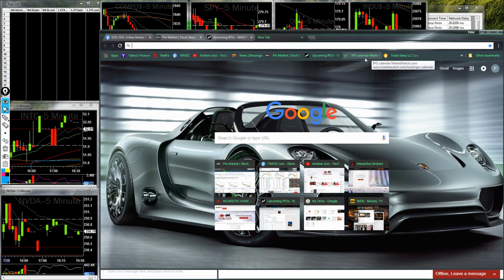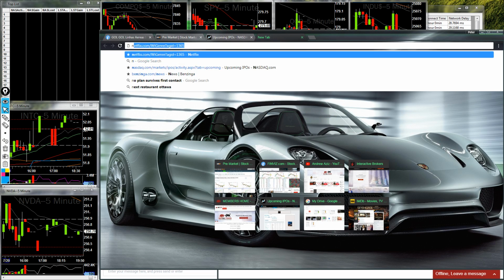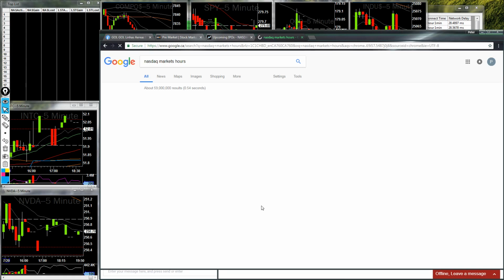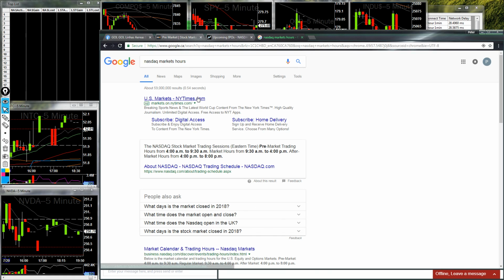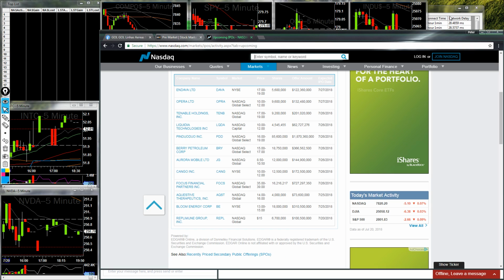I think the last thing that I look at, I don't really have it up here, is the market hours. I'll just usually search that if I want to know what the NASDAQ market hours are. I just go to their site and figure out when they're open, because I always forget which days they're open and which days they're closed. So this will quickly tell me.